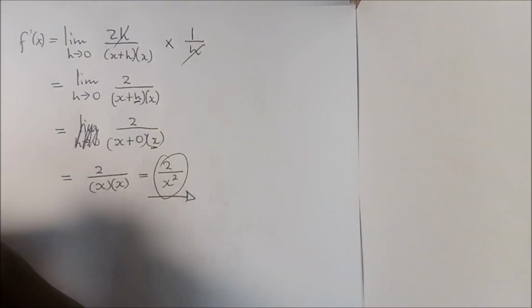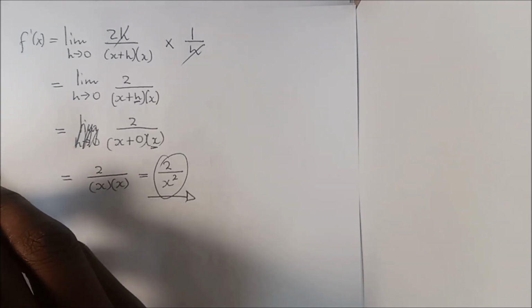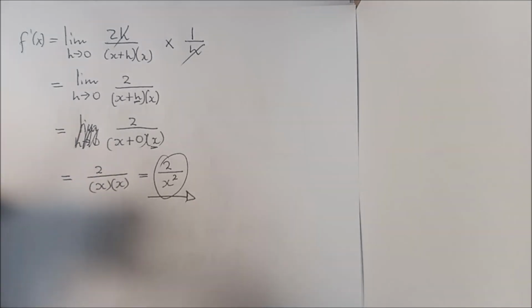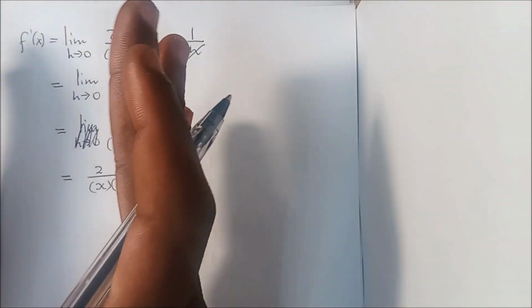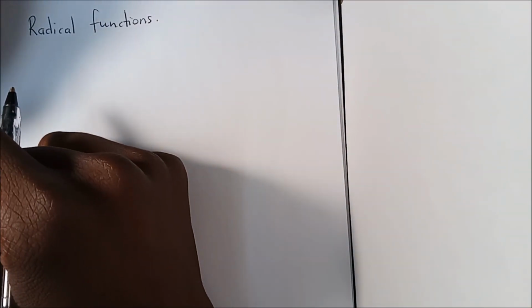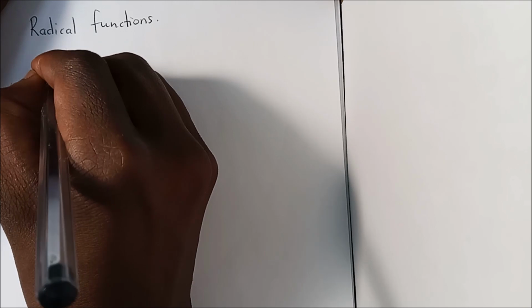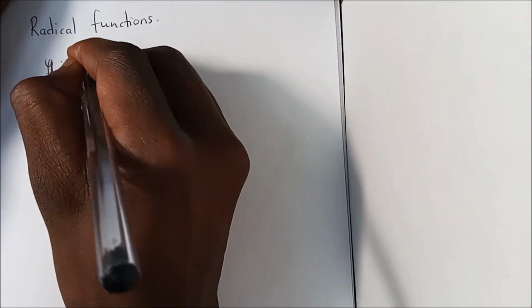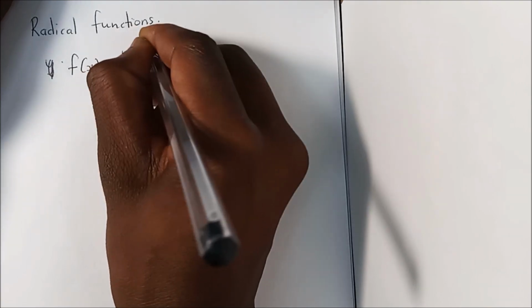So we did linear, we did quadratic, and we did rational function like hyperbola. So the last ones will be the radical functions, the ones with surds, the square roots. So let me use f of x equal the square root of x.